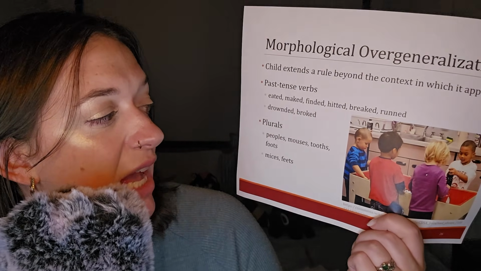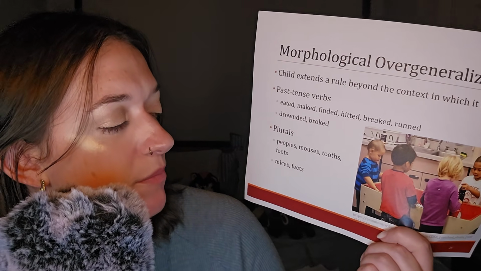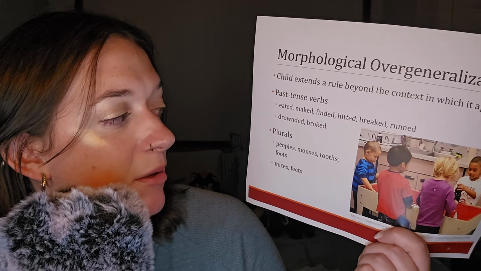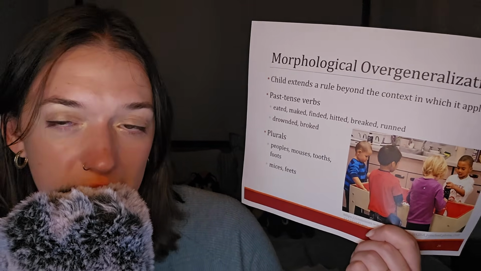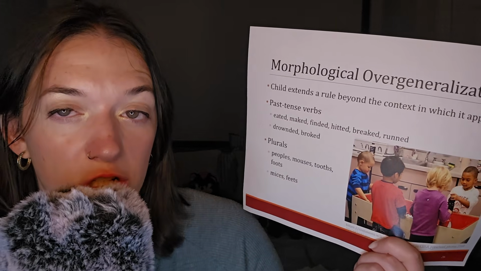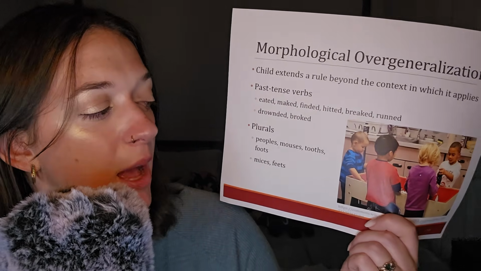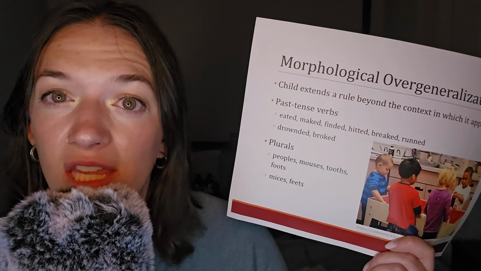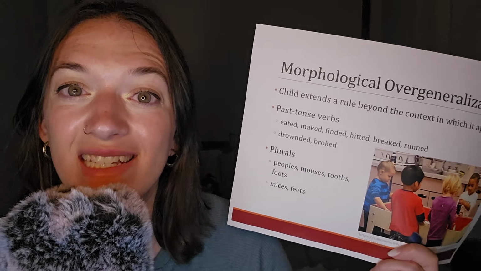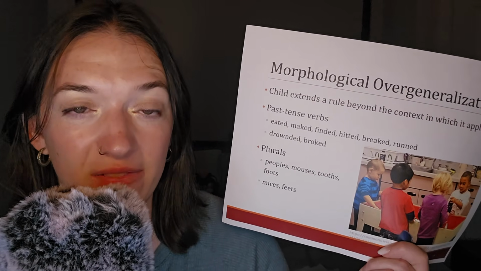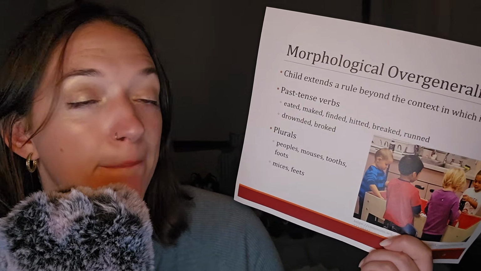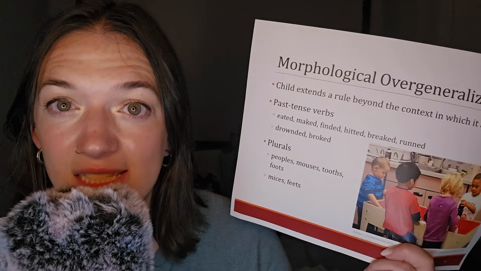The same thing happens for plurals. A child might say people's, mouses, tooths, and foots instead of the irregular plurals that adults use. But once again, they can learn the irregular plural and then continue to apply the plural morpheme to the end of it. So they might say mices and feets.